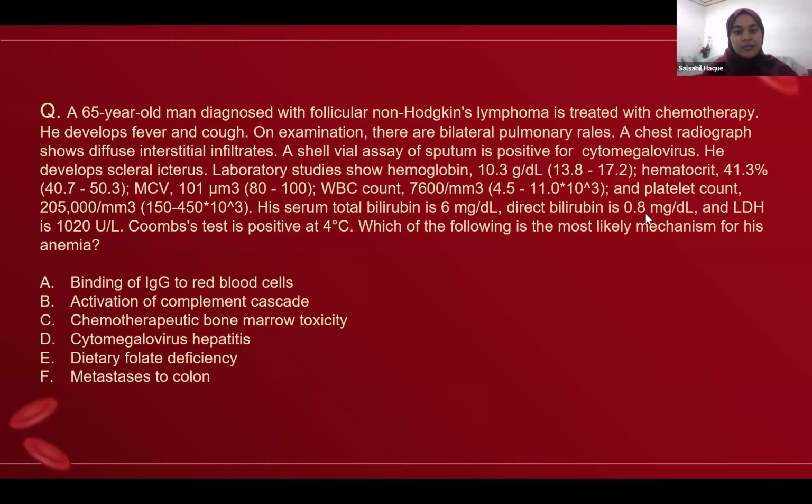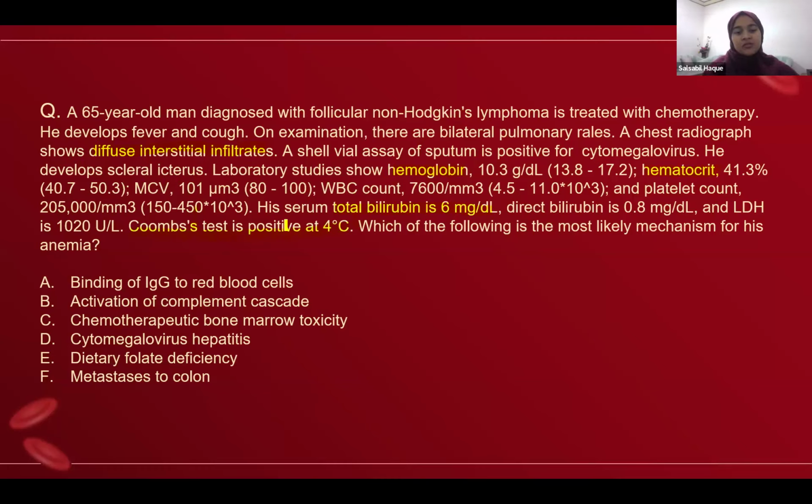So there are two answers, A or B. Let's go over it. Okay, 65-year-old man diagnosed with follicular non-Hodgkin's lymphoma, treated with chemotherapy, and so on, respiratory rales, diffuse interstitial infiltrates. Okay, so for now he has low hemoglobin, normal hematocrit, and a lot of lab values. However, the main thing is his LDH is elevated, his bilirubin is elevated, and Coombs test is positive.